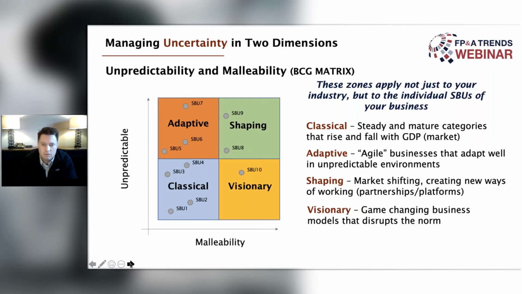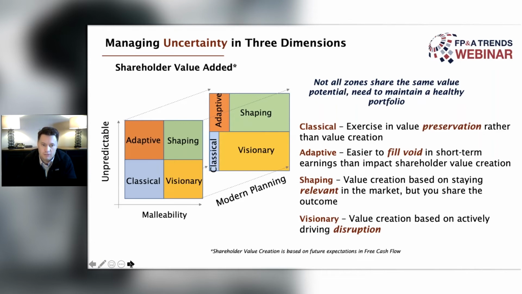And really the last zone here is the game changer zone, right? That's where you're trying to disrupt. You have a lot of malleability in the market, so you have a lot to shape, but it's actually not that unpredictable. If you just carry it out, you can really be a visionary in that quadrant. So that's how we look at uncertainty when we break it down into two dimensions. Let's just jump to the last slide here, and we're going to look at uncertainty now in three dimensions.